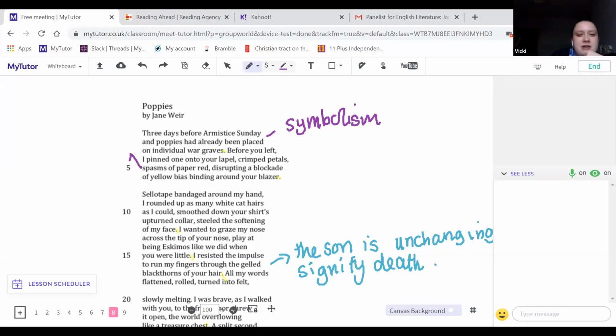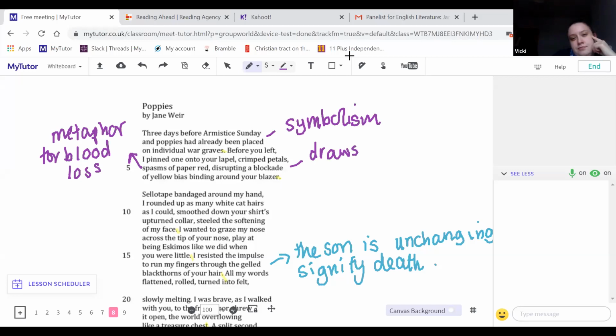Now, I think spasms of paper red, I think that is almost a metaphor for blood loss. It definitely is incredibly negative. And then disrupting a blockade, I think that also draws a comparison to war.